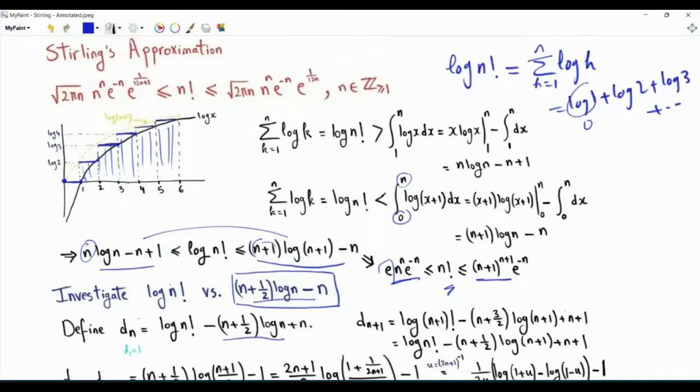So to study monotonicity, what we will do is write down an expression for d_{n+1} by taking this expression and replacing every n by n plus 1. So this n becomes n plus 1, and here also we'll do the same. So this will be d_{n+1}. Now, (n+1) factorial is (n+1) times the factorial of n, and so this is log(n+1) plus log factorial of n.